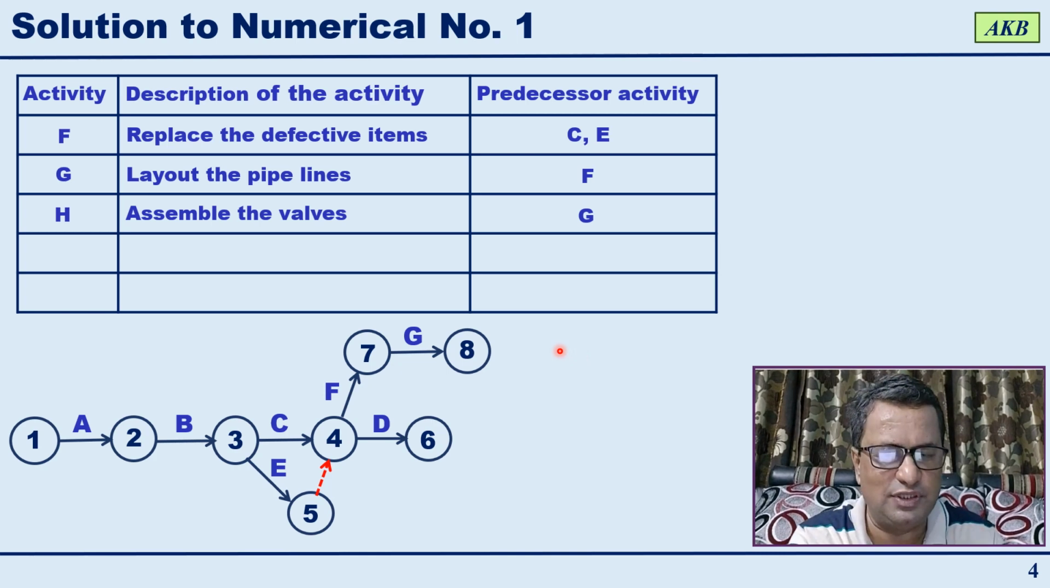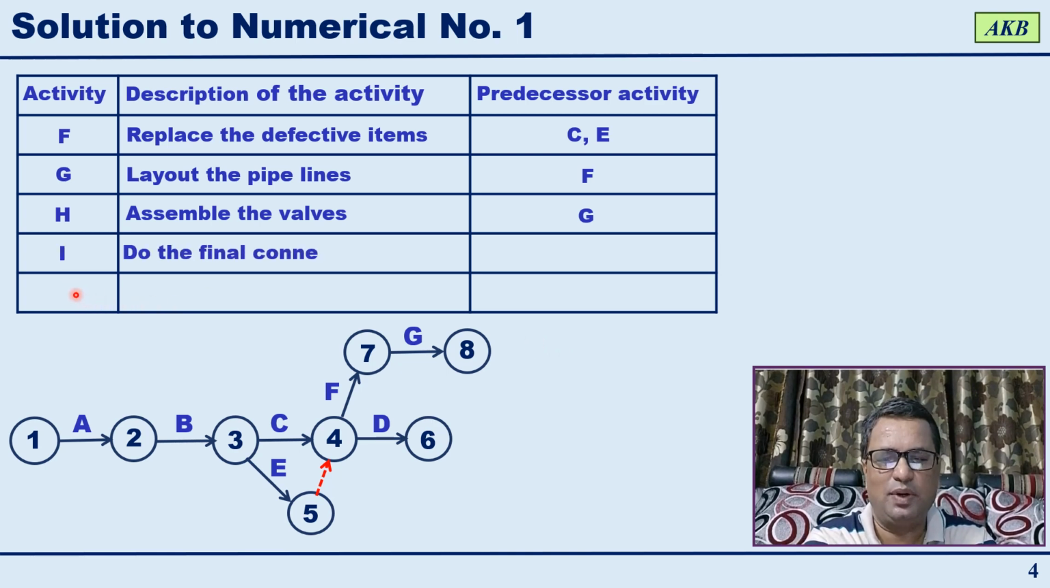To check whether we are proceeding in the right direction, let us look at the other remaining 2 activities. One is activity I. The activity is do the final connections, and for this, there are two predecessor activities. One is H and the other one is D. So activity I can start after H and D are completed.